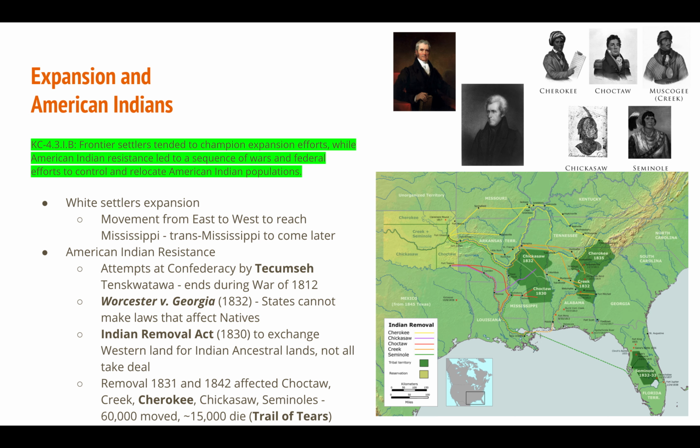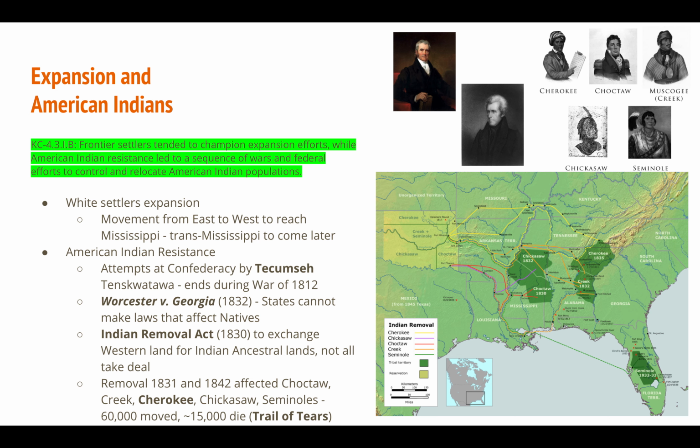So we've already talked about Tecumseh and his brother Tenskwatawa, who is also called the Prophet, and their attempt to create a confederacy that ends in the middle of the War of 1812 with their deaths. The state of Georgia is trying to push out the Cherokee tribes by legislating laws that are going to take away some of their rights, forcing them to leave.